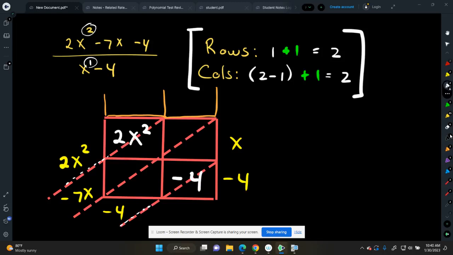What size square? 2 by 2. There you go. Good. 2 by 2 square. D'Angelo, what goes on the diagonals? Okay, we'll go to the diagonals.